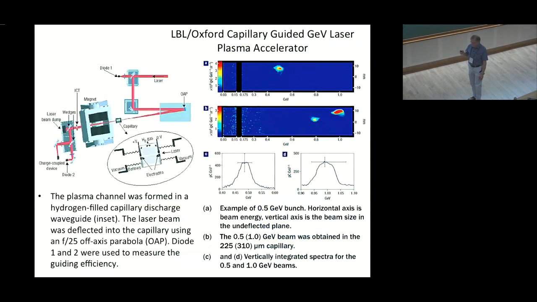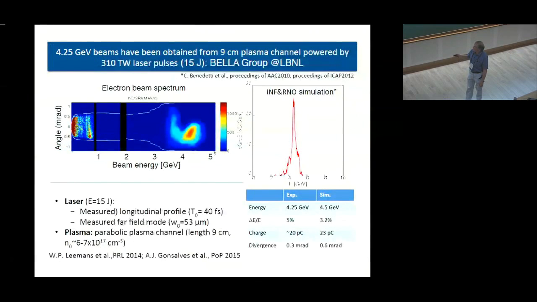And the LBL people were working with the Oxford group, and produced shortly after that about a GeV. So they produced a GeV beam, and then shortly after that, they've got the highest energy, which is just above about 4 GeV. I think a lot of people are between, say, 1 or 2 GeV and about 4 GeV now. So that's the highest energy so far that has been produced by one of these laser plasma accelerators. This is the beam quality here.